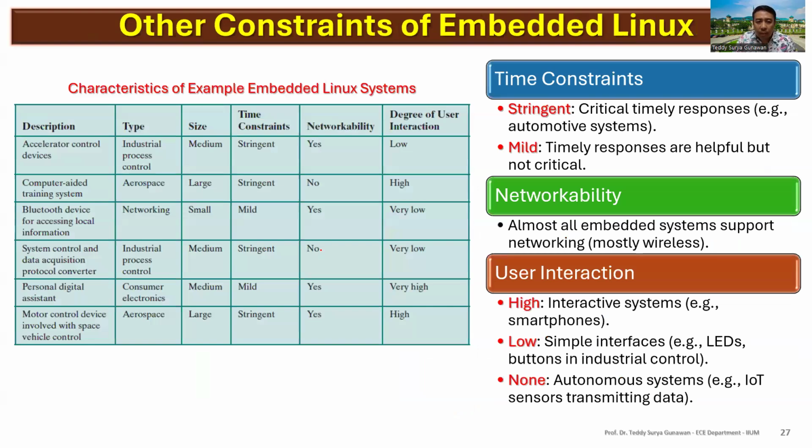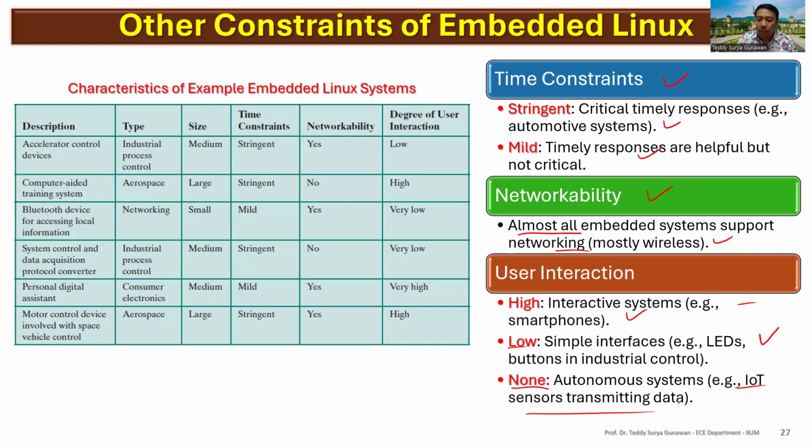Another constraint of embedded Linux is the time constraint: we have stringent or mild time constraints. For networkability, almost all, but not all, embedded systems support networking, mostly wireless, to form a wireless sensor network. For user interaction, there are several types. It can be high for interactive systems, low as with an LED or button, or in industrial control, or none, like autonomous IoT systems, such as the ECU in an automotive system, where you don't have user interaction.